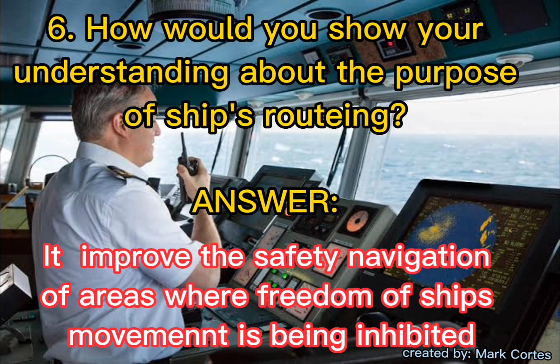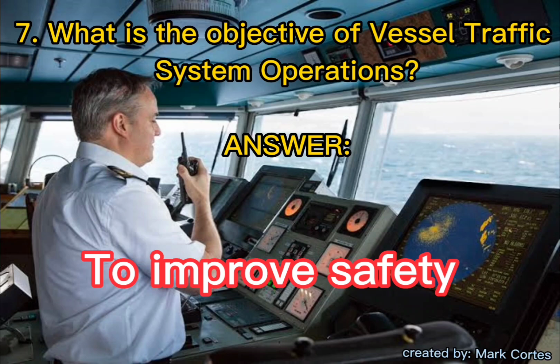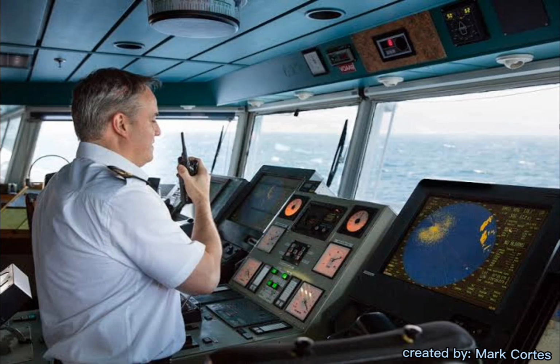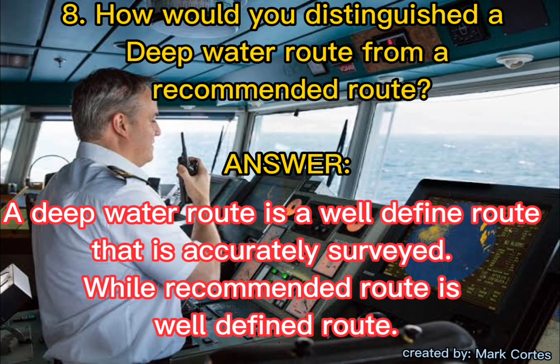6. How would you show your understanding about the purpose of ship's routing? Answer. It improves the safety of navigation in areas where freedom of ship movement is being inhibited. 7. What is the objective of vessel traffic system operations? Answer. To improve safety. 8. How would you distinguish a deep water route from a recommended route? Answer. A deep water route is a well-defined route that is accurately surveyed, while a recommended route is a well-defined route.